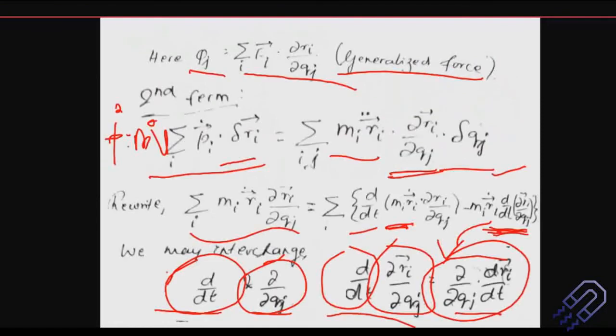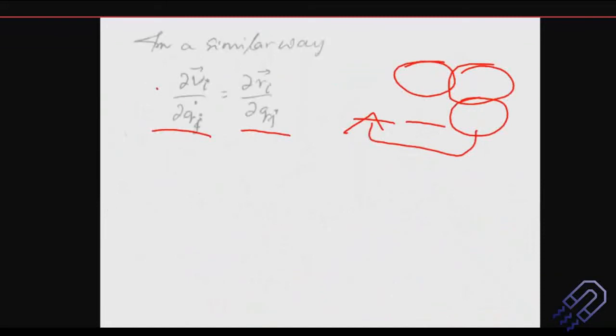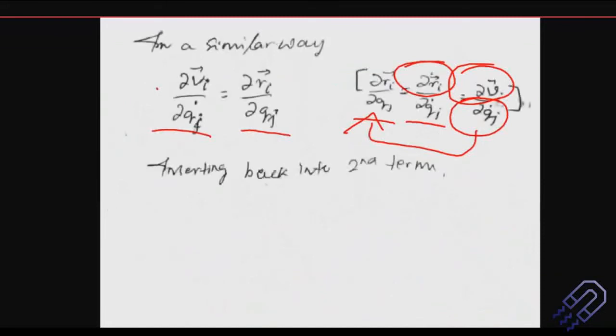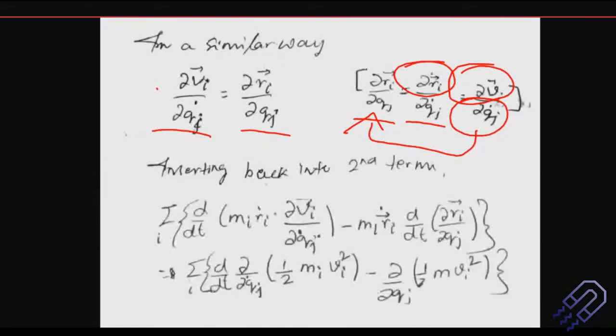See, delta ri delta qj, we are going to change it. We are going to change this also. And then we are going to see what exactly we are getting. So this is the importance in the next slide. So we have it here. What we will do is insert back in the second term.